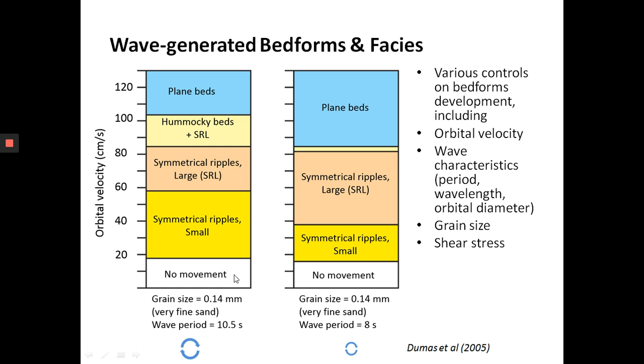Right? So you start with no movement of the sediment. And once you exceed this velocity here, the sediment starts to develop ripples on its surface, symmetrical ripples. First they are small, then they increase in size, then they change into these bedforms that we call hummocky beds, which occur together with large ripples in this zone here, at least for this grain size. And then this changes into plane beds once you further increase the orbital velocity.